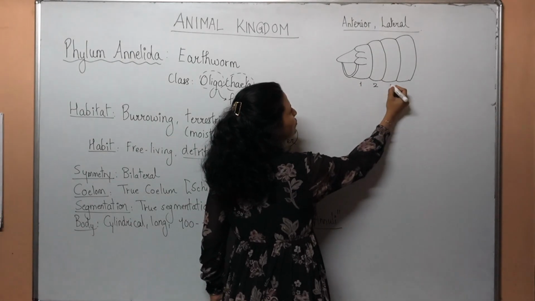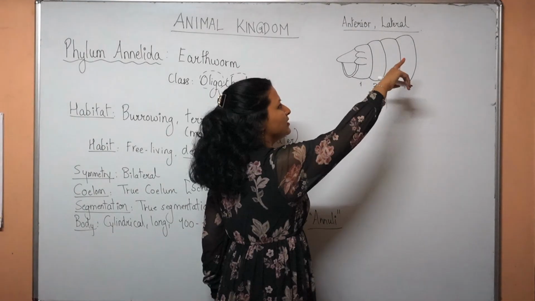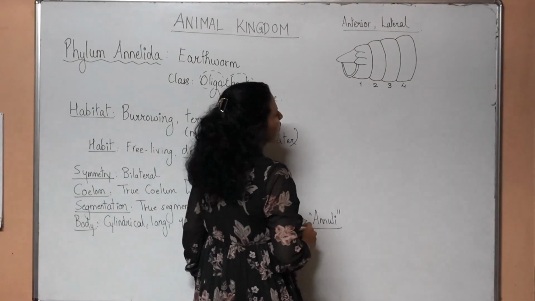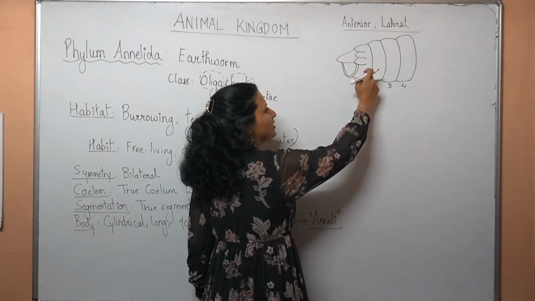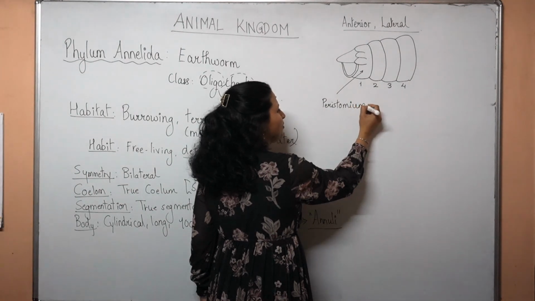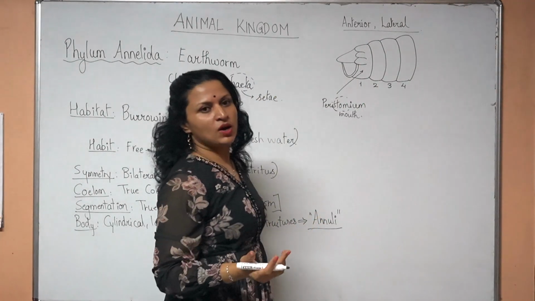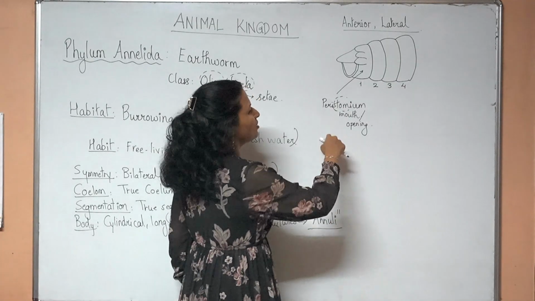Okay, what I have shown you over here are the first 4 annuli of the earthworm on the anterior end from the lateral side. So let us have a look at the first segment here. This entire thing is known as the peristomium. Stoma means mouth or opening. Peri means surrounding the mouth. That's why it's called peristomium.